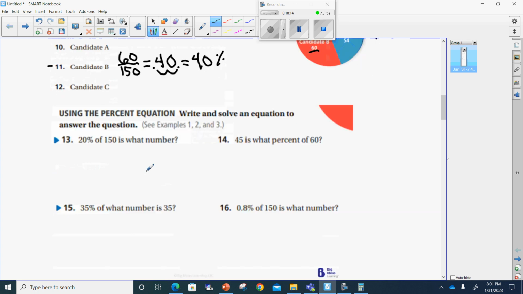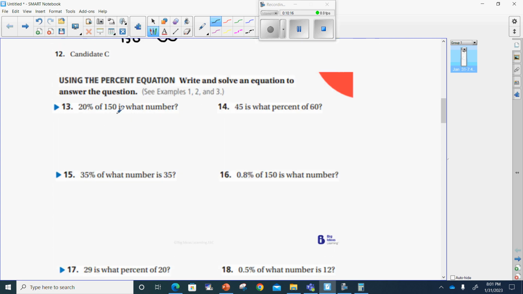All right, let's go ahead and look at number 13. Write and solve an equation, answer the question. When I do this, I see that I got 20% of 150 is what number? Well, remember that percent equation is the amount equals the percent times the whole. So 20% has got to be the percent. I'm going to move that decimal over so it becomes 0.2, right? It says of 150. 150 is the whole.